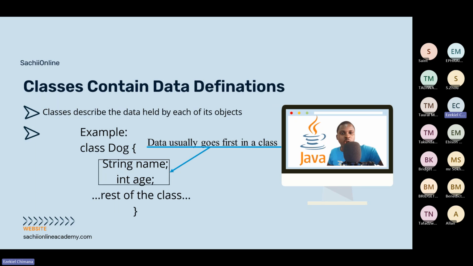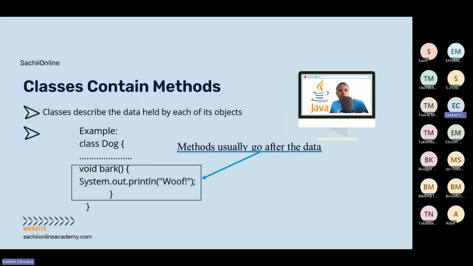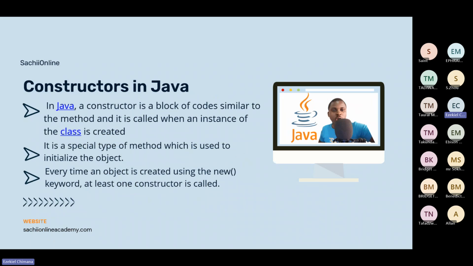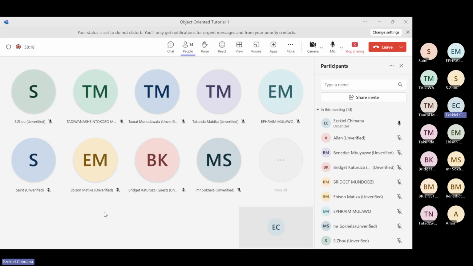Sometimes, if you look at classes, classes also contain what we call data definitions. These are what we call the properties, or data members, and the member methods as well. So the instance variables are the data members of a class, and you put them at the very top. And then what follows are the methods. So before we talk about constructors, that's what you call a class and an object.